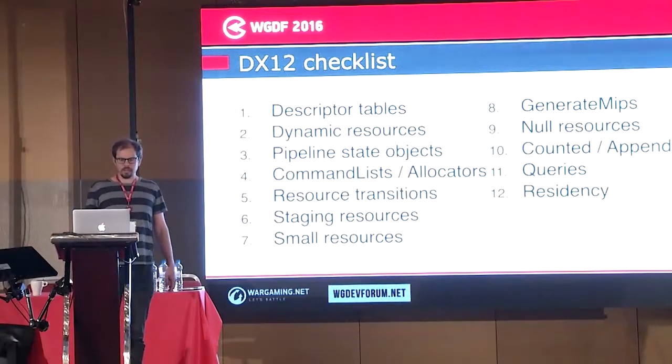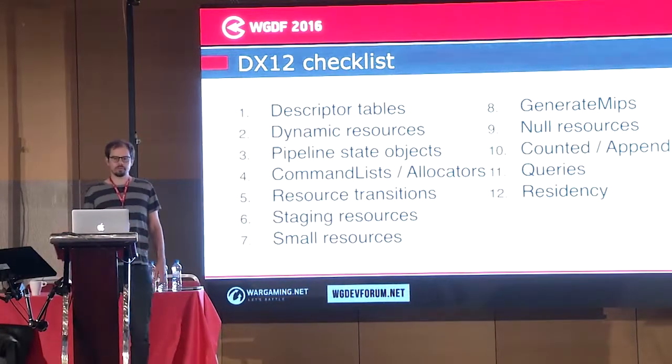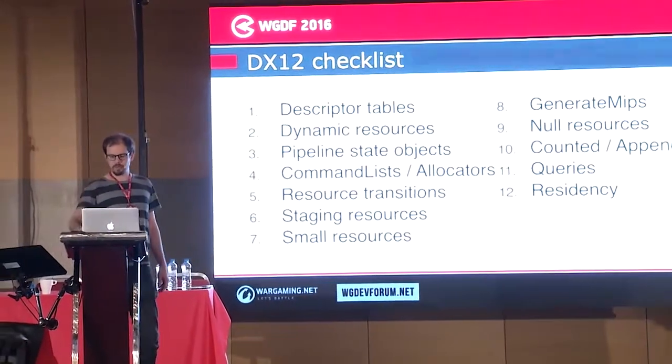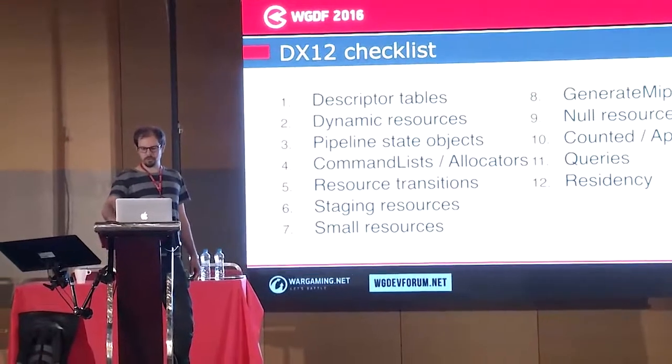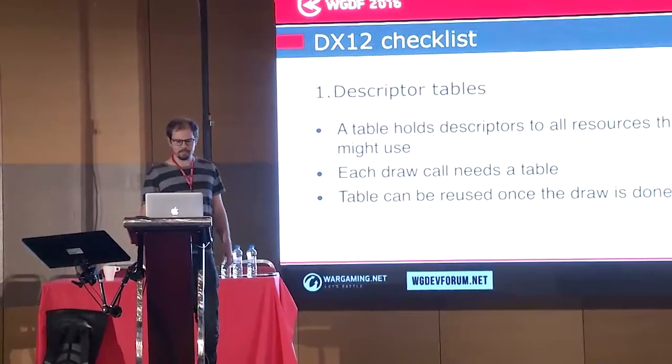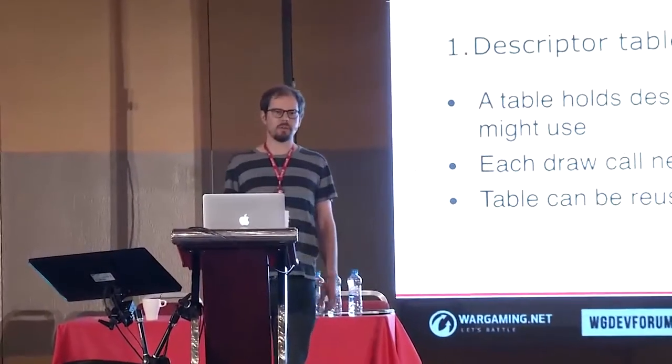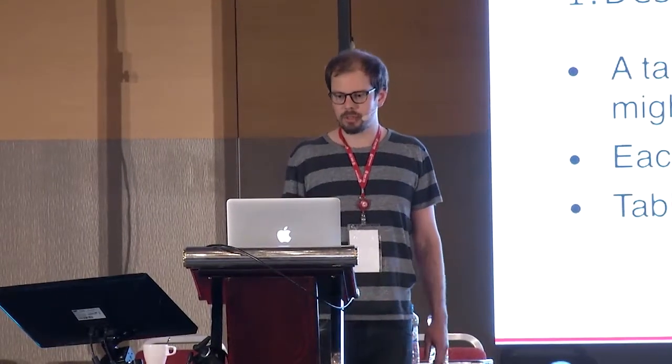Here's the X12 checklist I'm going to go through. There are quite a many slides with lots of text. I'll try to be quick as we are short on time. So first off, Descriptor Tables. This is a very key part to consider when doing the X12 port. A single table holds all the resources that the GPU sees. You need one table per draw call, and you can reuse them when the GPU is done working.